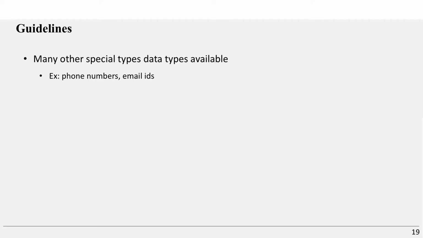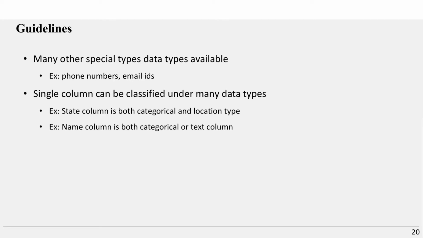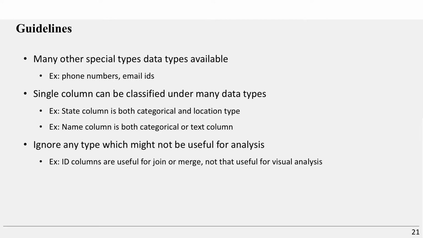There are many more special types of columns. For example, phone numbers, email IDs, etc., which can be separately categorized. Also, a single column can be classified under many data types. For example, the state column could be considered as both categorical and also location, whereas a name column could be considered as categorical or as a text column.